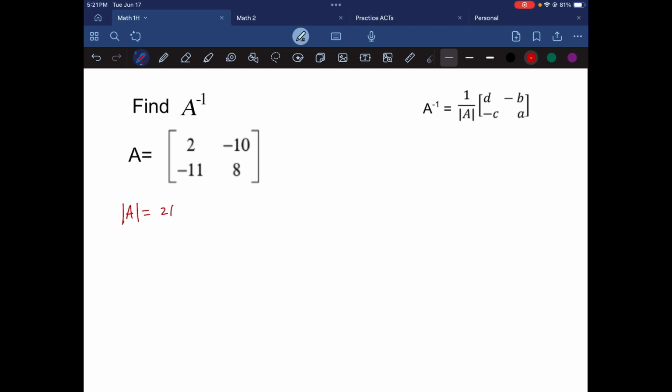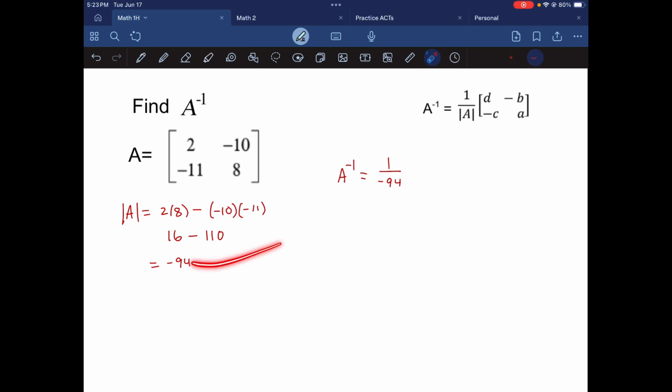You're going to do 2 times 8 minus -10 times -11. 2 times 8 is 16, minus 10 times 11 is 110. 16 minus 110 is equal to -94, okay? We'll go ahead and find the inverse by doing 1 divided by the determinant. Over here, we got it as -94. Okay.